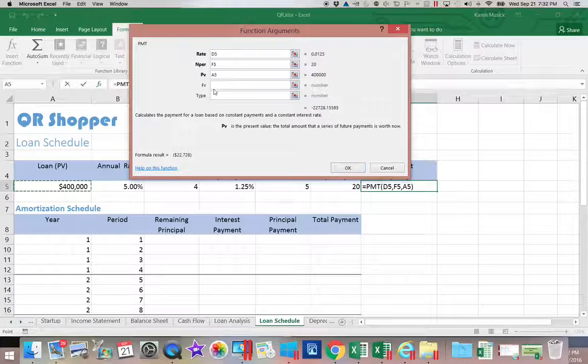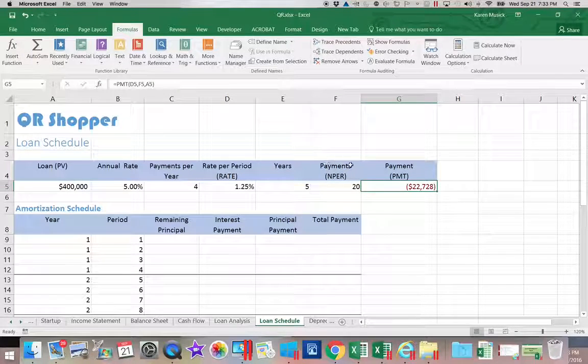You'll recall from our earlier discussion that the future value in a loan repayment is always going to be 0 because I should have paid the loan completely off and I should not owe any more money. So we can leave that 0 or blank, and we can leave type blank unless we're told otherwise. So we get a quarterly payment of a little over, or almost, $23,000.